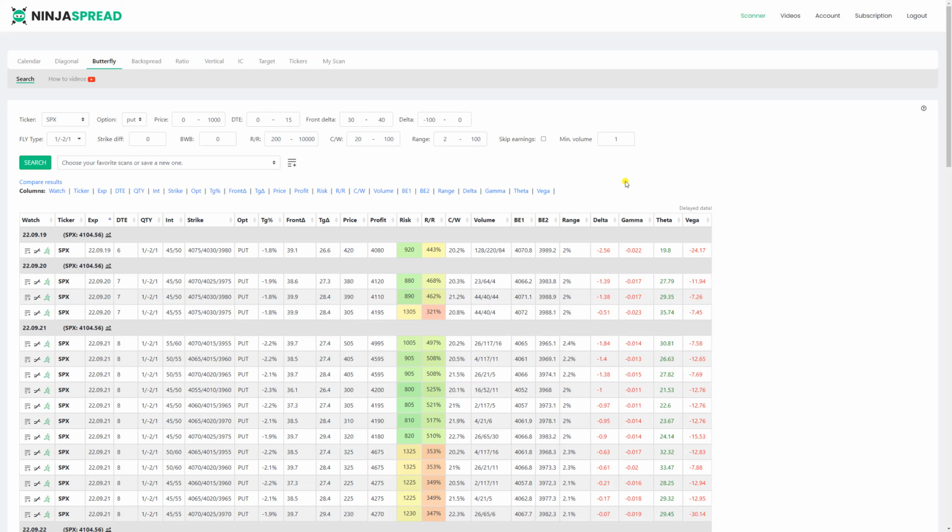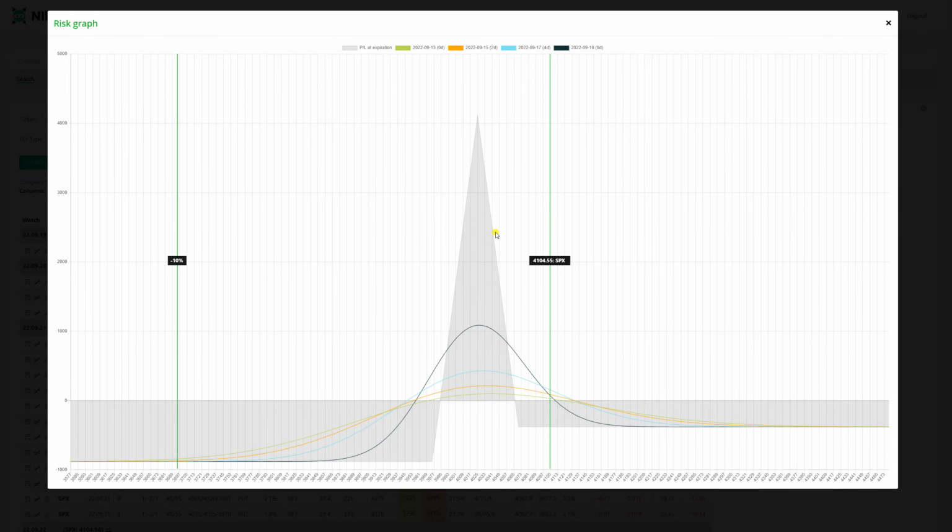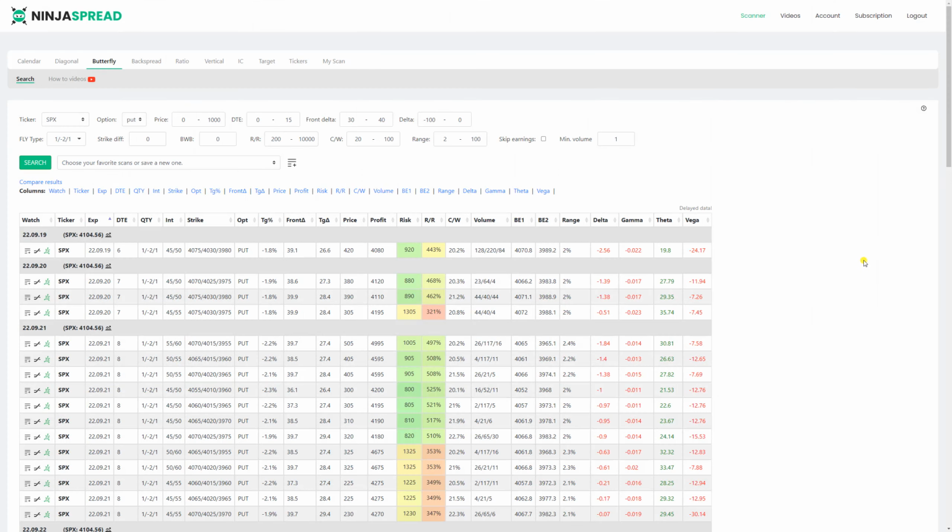And one more thing you have to note in here: if you are using 0 as strike difference and 0 as broken wing, it's only looking for broken wing butterflies which have higher risk than the debit paid. I'm not sure what the name of this type of butterfly is, but if you are looking for a put broken wing butterfly, it will be tilted downward.